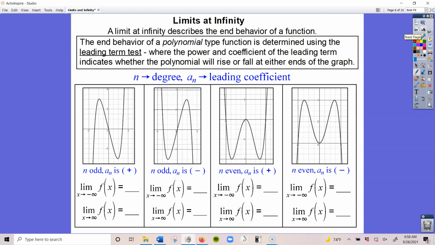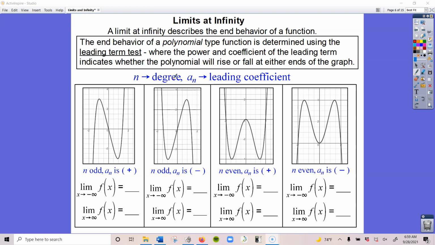Now we're going to look at limits at infinity, which is the end behavior of our graphs. We're going to start off by looking at polynomial functions. In order to evaluate limits at infinity for polynomial functions, we need to know what the end behavior is of polynomial functions. So just so you understand my notation here, when you see n, that represents the degree of the polynomial, meaning the highest exponent that you see in the polynomial is the degree. And then a_n, that is the leading coefficient, meaning the number that is attached to the variable with the highest exponent.